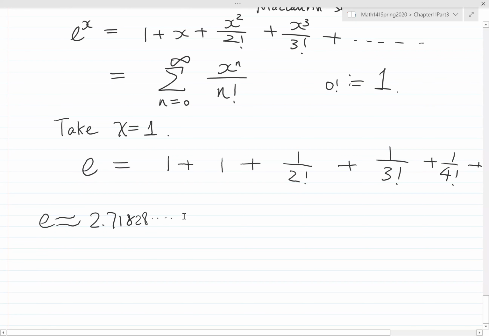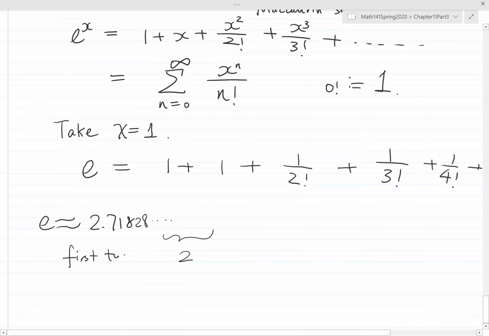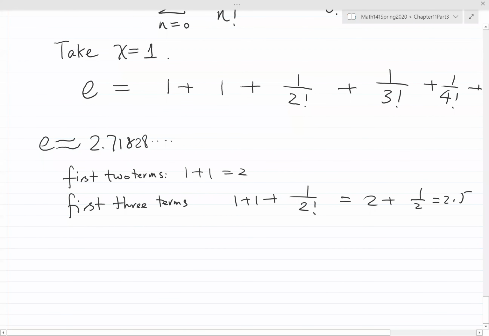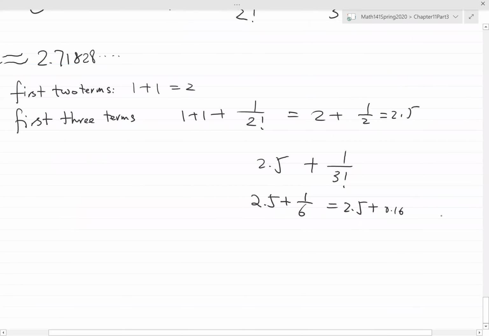Now you see the first two terms, 1 plus 1, give us 2. The first three terms, 1 plus 1 plus 1 over 2 factorial, give 2 plus 1 half, which is 2.5. With four terms, we add 1 over 3 factorial: 2.5 plus 1 over 6, which is 2.5 plus 0.16666, so we get 2.6666.